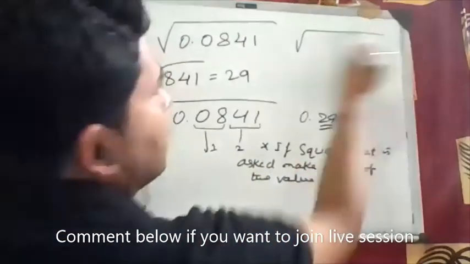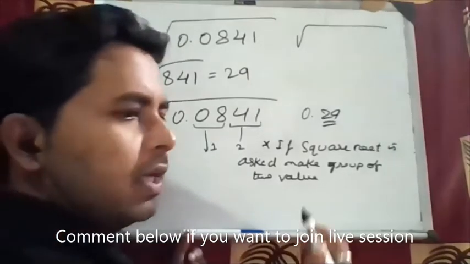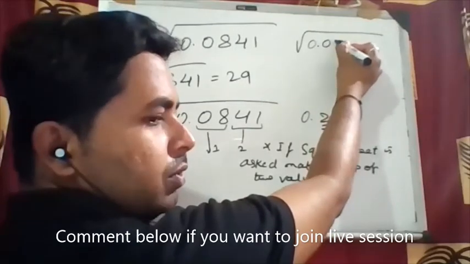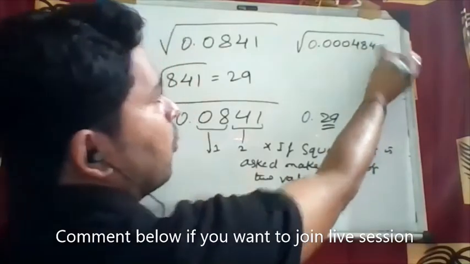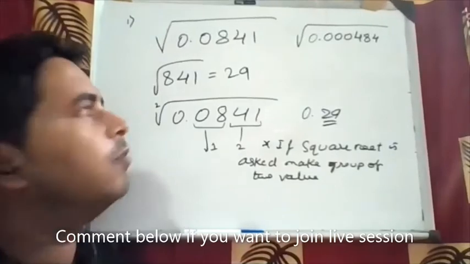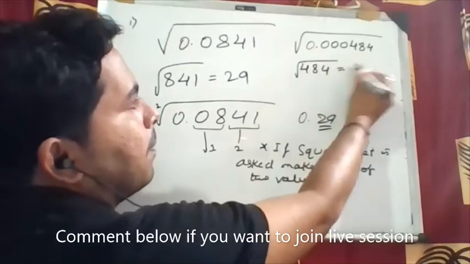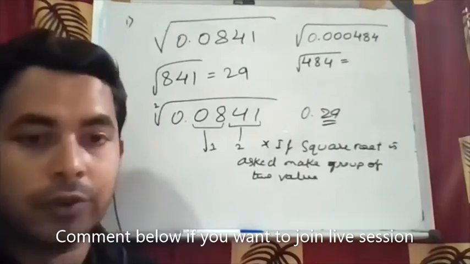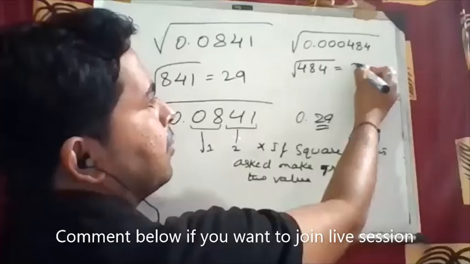If nothing is given, you have to understand they are asking for a square root. So now they ask: what will be the square root of 0.00484? What is the first step? First take the square root of 484. What will be the square root of 484? 22. Yes, you will get 22 as the square root.